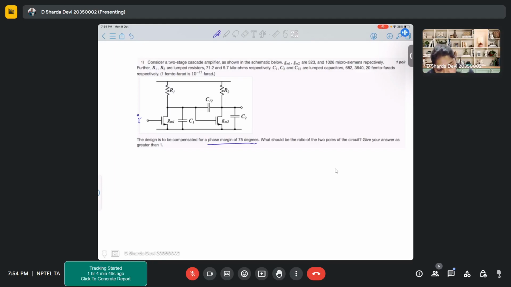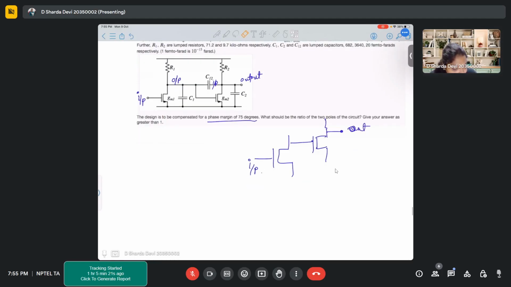So here, if this is input, here it is output. This output is fed to again input, and you are getting the output. So that's why this is a cascade. In cascade, your input is given to the output. So, like if I draw in a very simple manner, this is known as cascade.